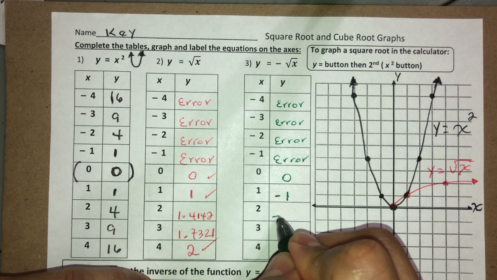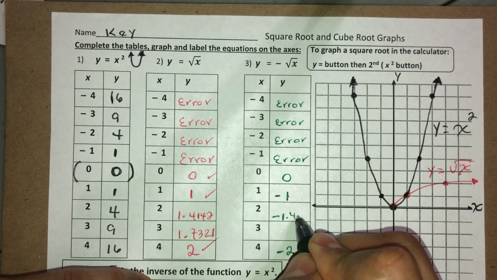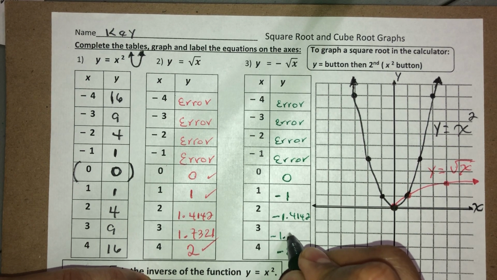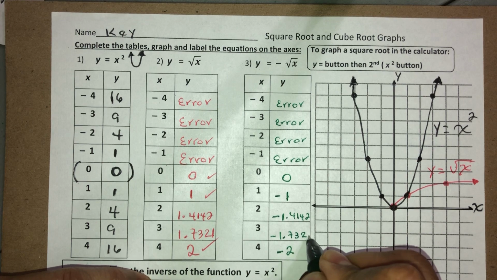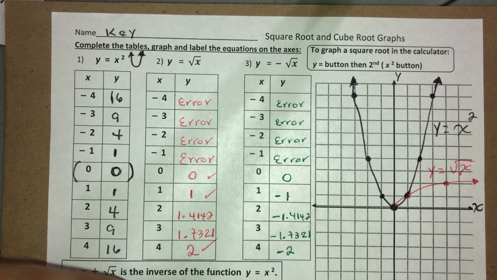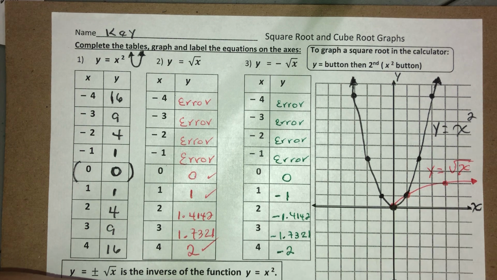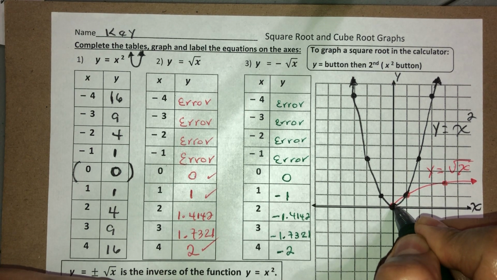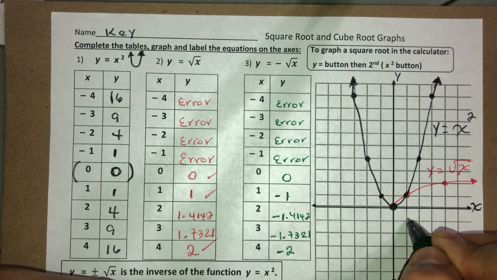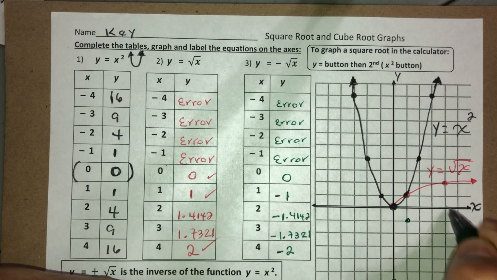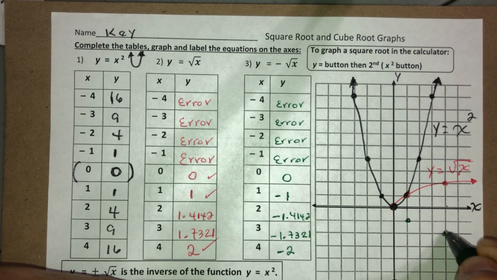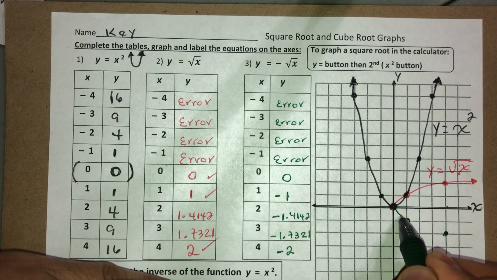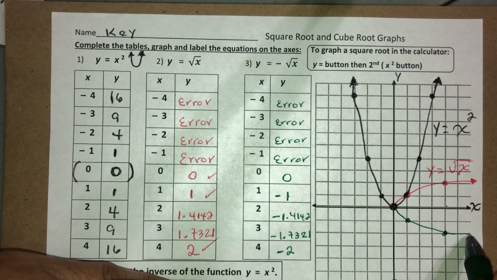Now, this one is going to be negative 1.4142, and that's going to be negative 1.7321. So now let's graph that one. That's going to be the reflection of the other one, because it's still going to begin at 0, 0. Now, when x is 1, y is -1. When x is 4, that's going to be -2. Remember what I said about the parabola? This is going to be a parabola, but instead of being vertical, now it's horizontal.